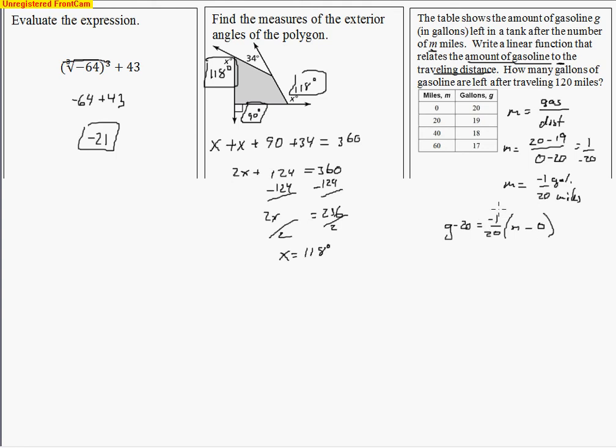And so when I go ahead and distribute this, I've got g minus 20 equals negative 1/20th m, and then I'll go ahead and add the 20 to both sides. And so my equation is this. My equation is g equals negative 1/20th m plus 20. And so that was my equation. So I wrote my equation.